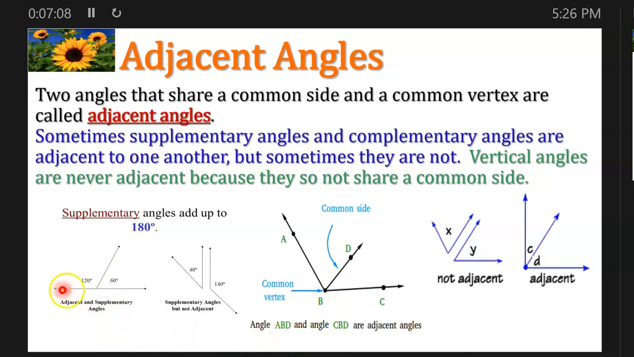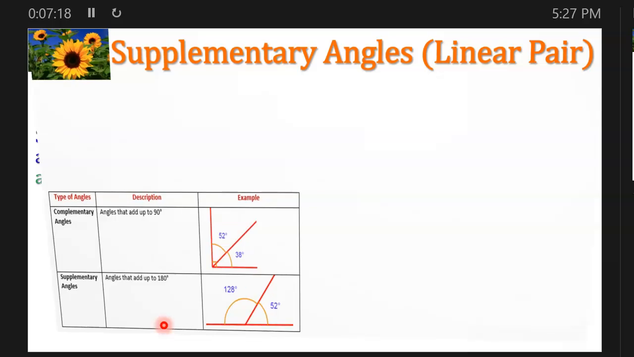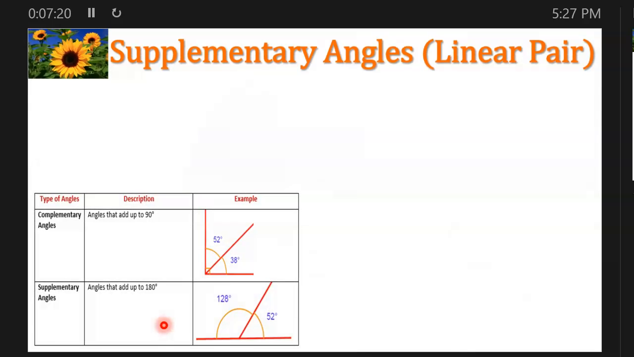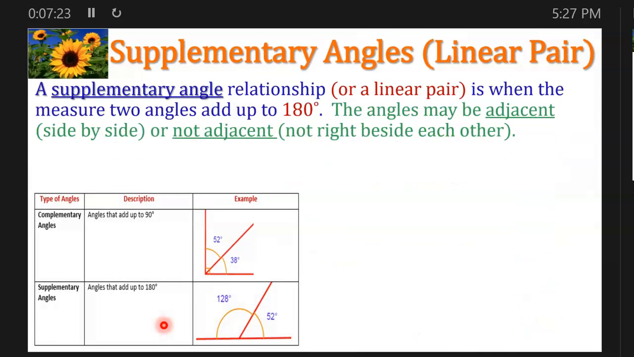And so here's an example of some supplementary angles. This one's adjacent to one another, sharing that side and that vertex point, and these two are not adjacent to one another. Okay, supplementary angles are also called linear pairs, and hopefully you've watched that video before watching this one, but if you didn't, we're going to review it real quick. A supplementary angle relationship or a linear pair is when the measure of 2 angles add up to 180. The angles could be adjacent or not.